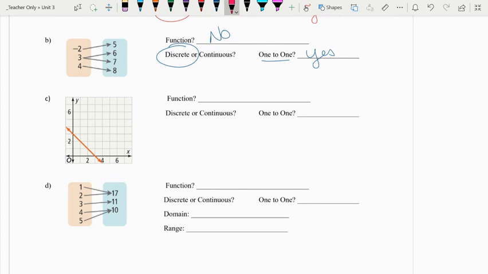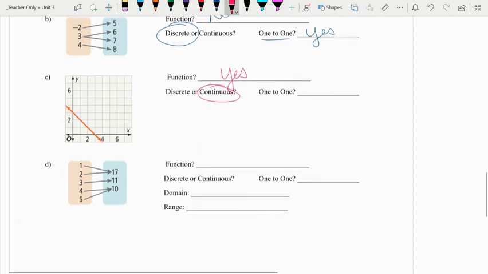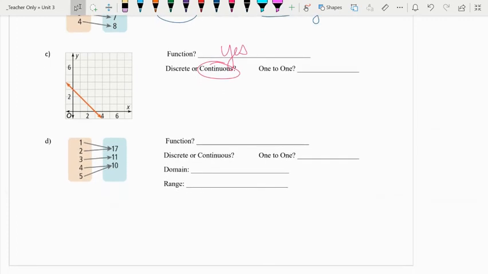On the next one, this is a function. Anytime that you have a graph like this that's a straight line, lines are functions. And it is continuous because it is something that is going to include all real numbers. Anytime you have a graph of a line, it's going to be continuous. And yes, this is 1-to-1 because there will be no y values that get repeated.